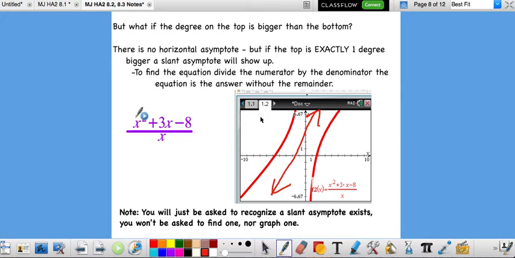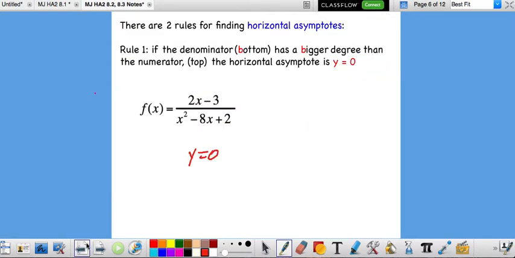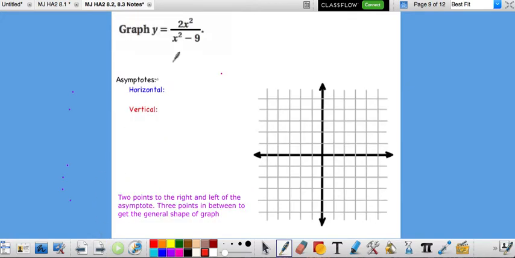The way we would do that is we would divide this, where you get x plus 3, and the remainder is 8 over x, but we would ignore that. So x plus 3 is this line that I sketched in. Okay, so all of that to say, we're mainly just going to be focusing on these two rules and also noting vertical asymptotes. So to graph, you're going to factor and simplify what you can.